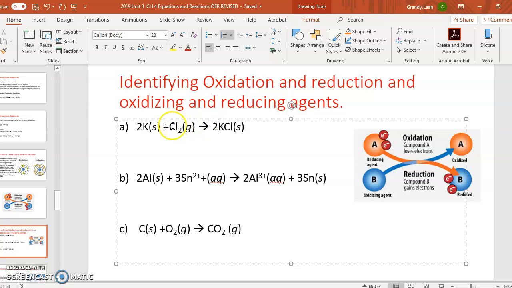Chlorine went from a charge of 0. Again, elements by themselves are not charged. It went from 0 to -1. So it gained the electron from potassium. So chlorine goes from 0 to -1, so it has been reduced. I'll leave you to look at the other two.